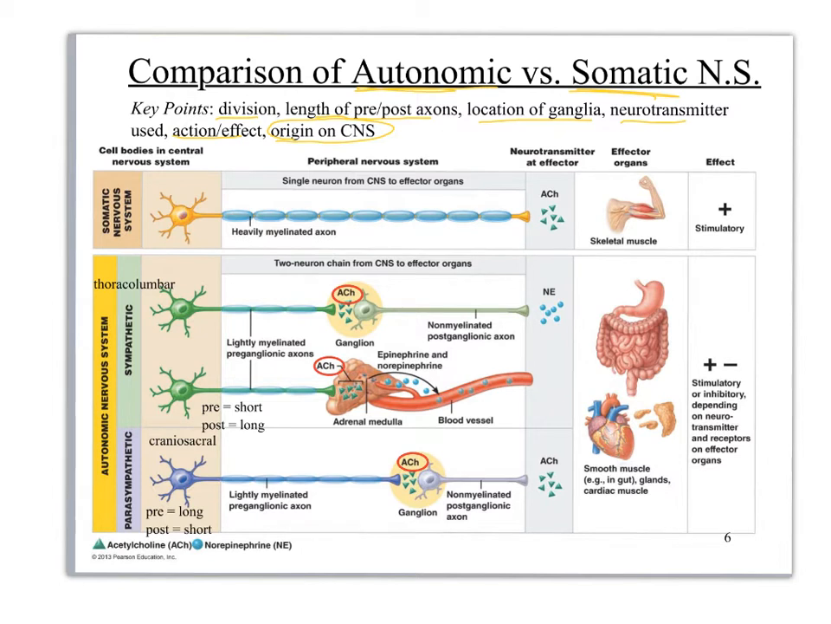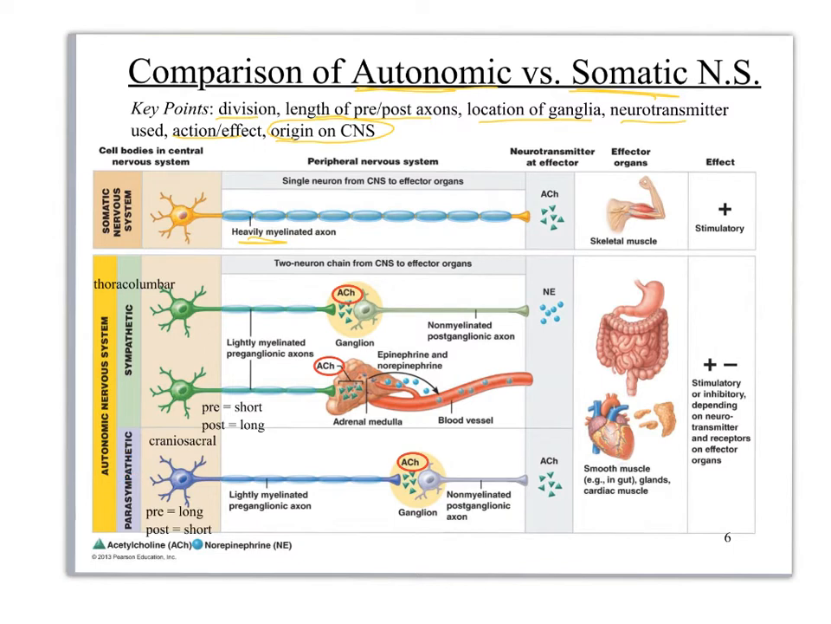All right, let's look at the somatic one first. So here you've got your cell body. This is going to be up in your spinal cord, all right? It's got an axon coming out that is heavily myelinated. So that's something you're paying attention to, that heavy myelination. And you're going to come over here and at its effector organ, it's going to secrete acetylcholine, and its target is skeletal muscle, and it's going to excite it, okay? Now right here, we're looking at the autonomic nervous system. Now we're going to divide it into parasympathetic right here versus sympathetic right here.